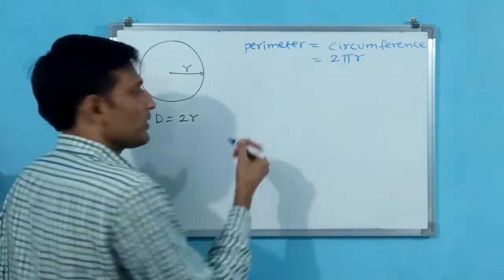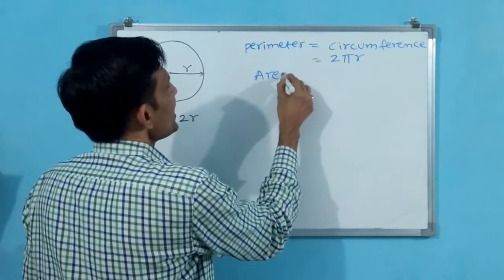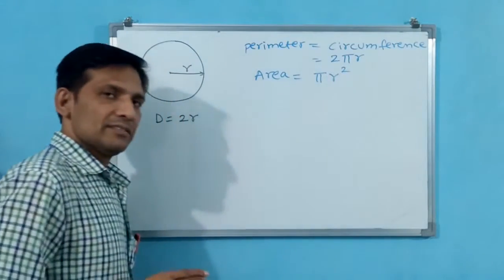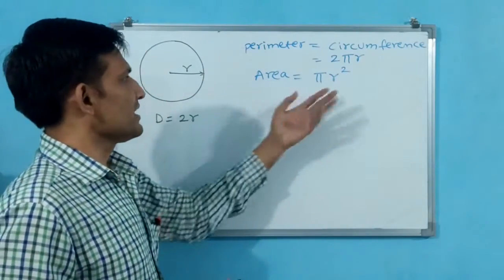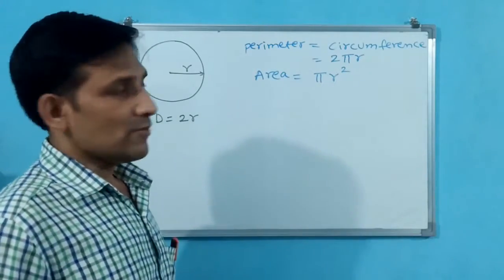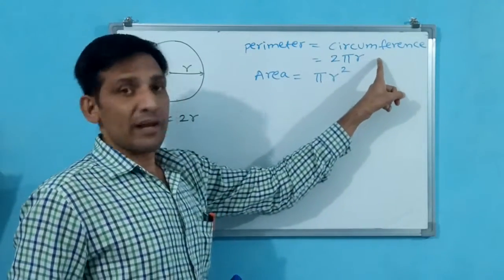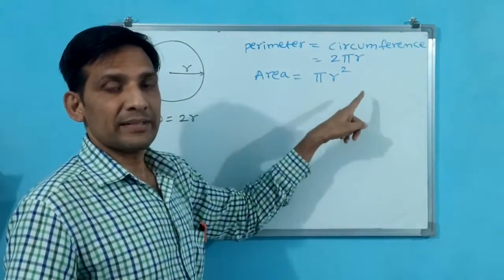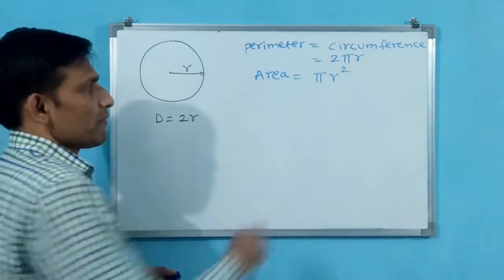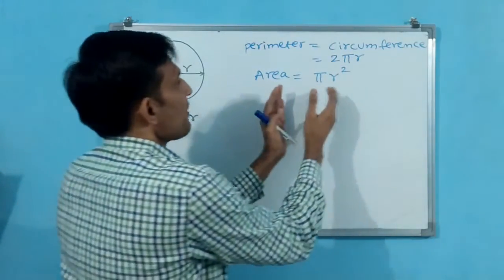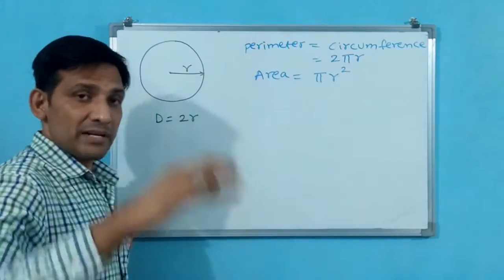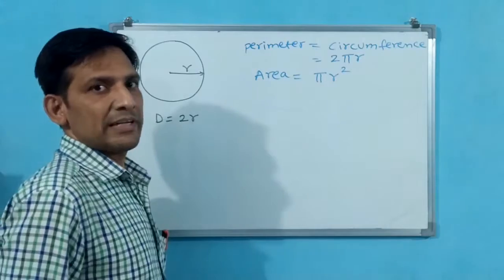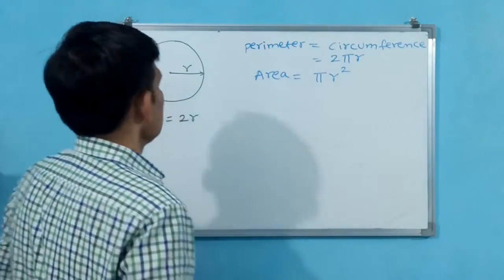Now we go for area. Area is equal to pi r square. Again, pi is 22 by 7, r is radius. Pi r square is the area. Circumference is 2 pi r meters. Area is pi r square meter square. If I write meter square here, again you are going to get confused. That is why I have not written. But meter square or centimeter square or feet square or yard square, like that you have to take these dimensions.